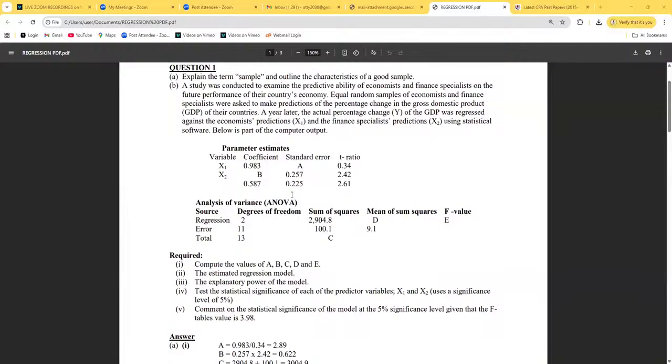The second table is now actually the gist of today's session. They have given me an analysis of variance. We have source, regression, error, total. We have degrees of freedom, sum of squares, mean sum of squares. Then we have the F value. Here, they want us to give them the values of C, D, and E.